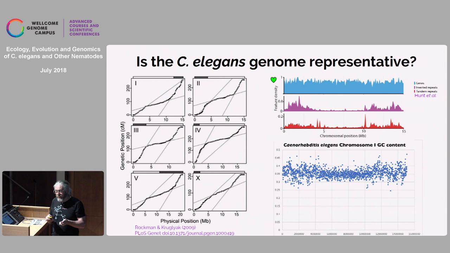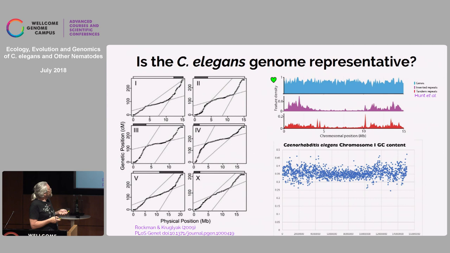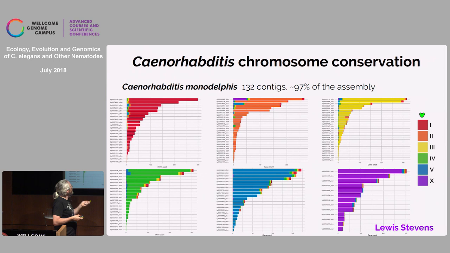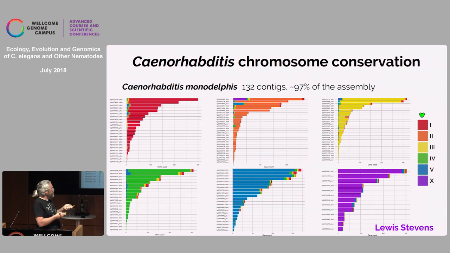So we can now go and look at other species and ask, is the C. elegans genome representative? Do the six chromosomes in C. elegans represent units or elements as the Drosophila chromosomes do? This is again from Sinurabdash's Monodelphus. This is taking 132 contigs that represent 97% of the assembly. If you map for each contig which C. elegans chromosome the genes come from, 90% of the genes reside on contigs where a majority of the genes on that contig also reside on homologs of the same chromosome in C. elegans. So this suggests that this set of chromosome units in Caenorhabditis elegans are conserved to Caenorhabditis monodelphus.